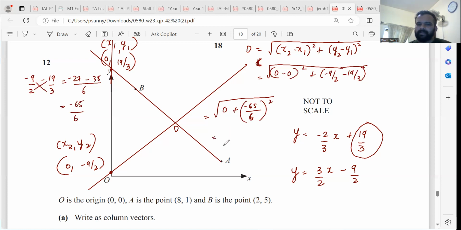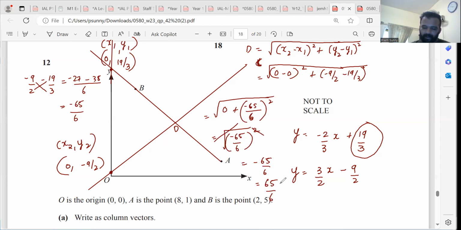0 plus whatever the answer, it will be the same thing. So the answer will be minus 65 by 6 the whole square. We know the square and square root get cancelled. We'll be getting it as minus 65 over 6. We know that a length can never be negative. So we ignore the negative sign and we'll be getting the answer as 65 over 6.